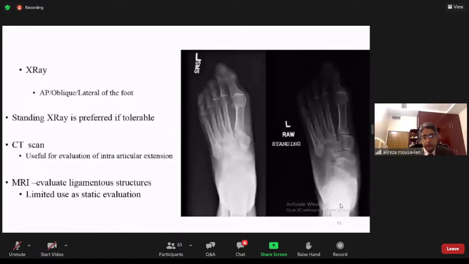Imaging studies should always be performed in evaluating midfoot injury. They should be started with X-ray radiography. AP, lateral, and oblique views of the foot should be performed initially. If the patient can tolerate it, the standing X-ray is preferred to see the foot alignment dynamically. Due to the complexity of bony anatomy, CT scan is a useful complementary imaging study to evaluate bony architecture and intra-articular extension of the fractures. MRI is rarely used, but can be used in evaluating ligamentous structures.